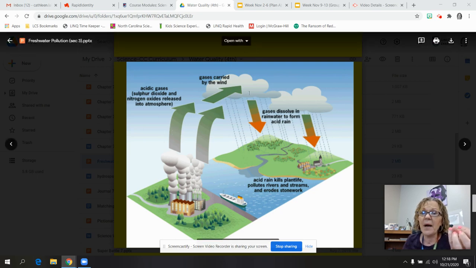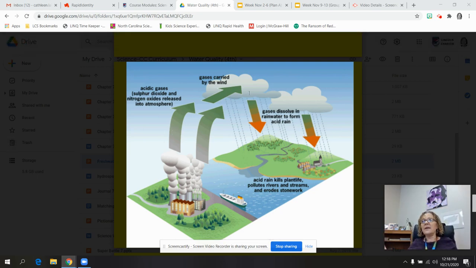It gets carried by the wind. So sometimes a factory that's 25 miles from here, we could be getting that acid rain from that factory because that's the acid that clouds shift and wind carries. So the gases that factory 25 miles away produces could be creating our acid rain that falls in Lincolnton.